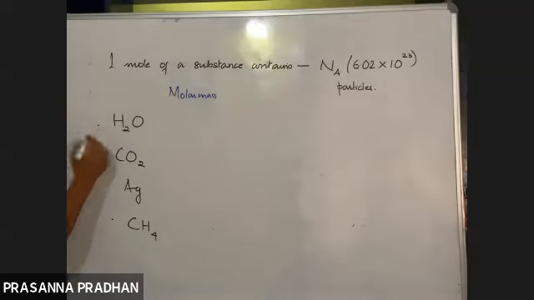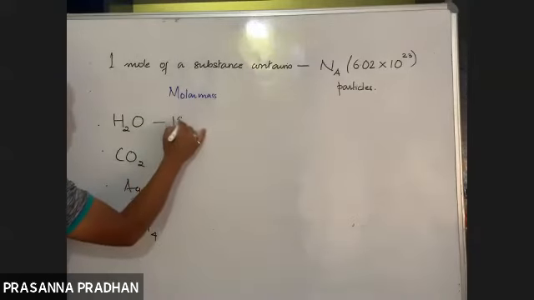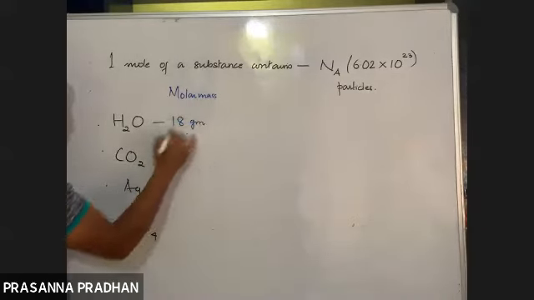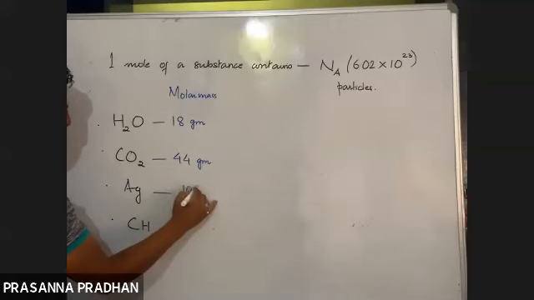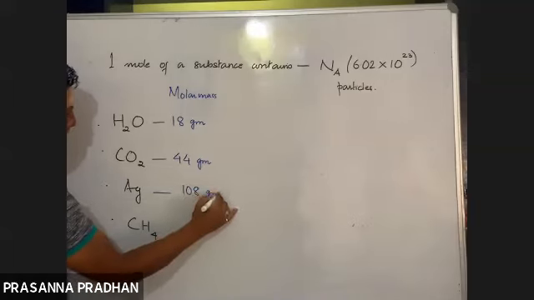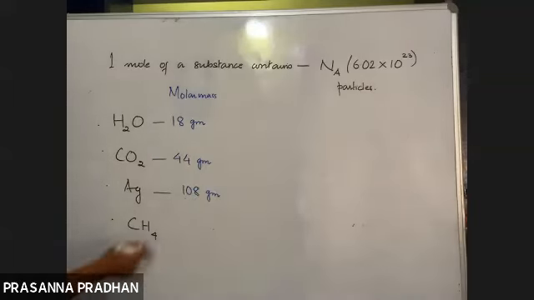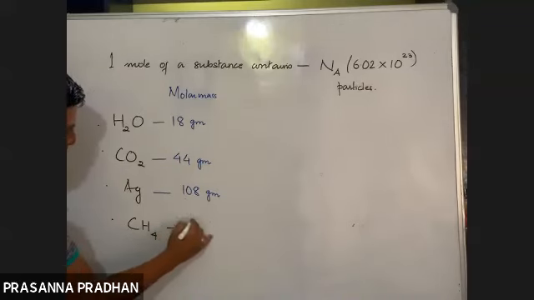So what was the molar mass of water? The molar mass of water was equal to 18 gram. Molar mass of carbon dioxide, if we calculate, will come out to be 44 gram. Atomic mass of silver, we know it's equal to 108 gram. And what is the molar mass of methane? 12 plus 4, it will be equal to 16 gram.